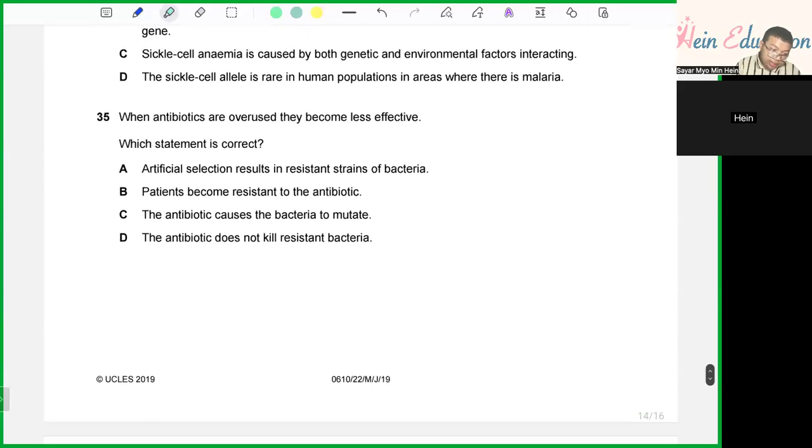And 35, when antibiotics are overused, they become less effective. Which statement is correct? We talk about antibiotic-resistant bacteria as well, and they are the result of natural selection, not artificial selection. Patients become resistant to antibiotics? It's not the patient, the bacteria itself becomes resistant. The antibiotic causes the bacteria to mutate? No. An antibiotic does not kill resistant bacteria. Yes, this is correct. So the answer is D.